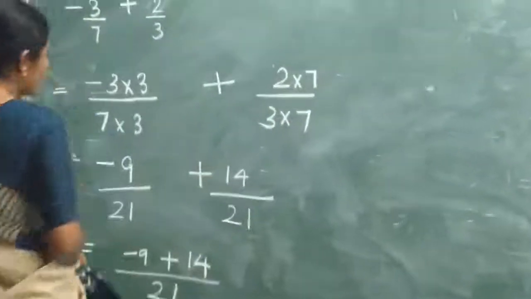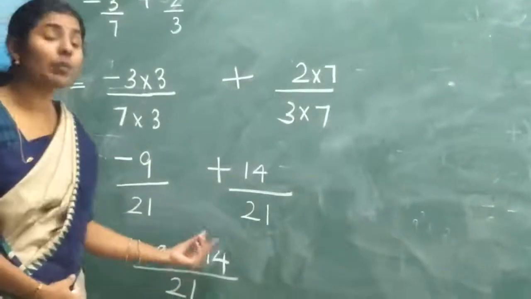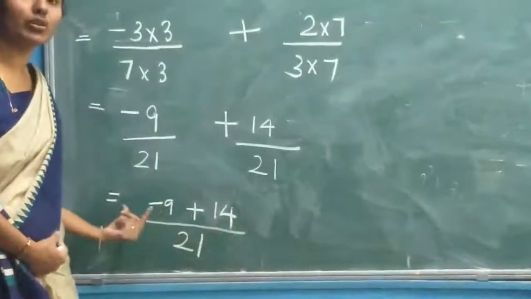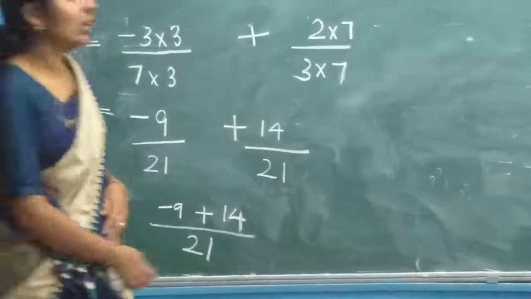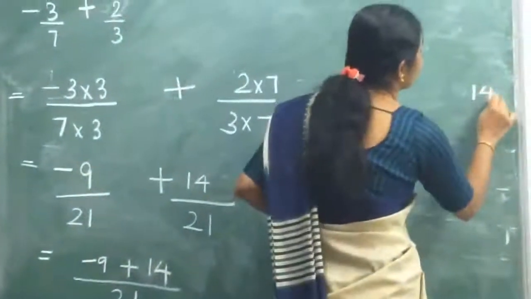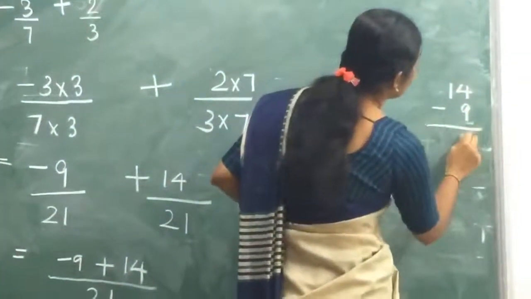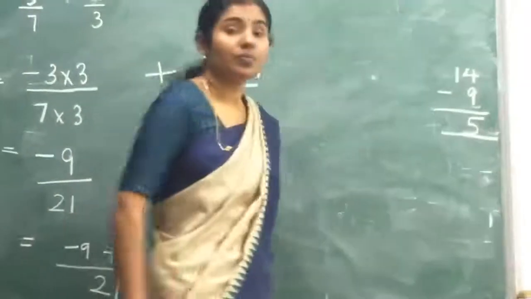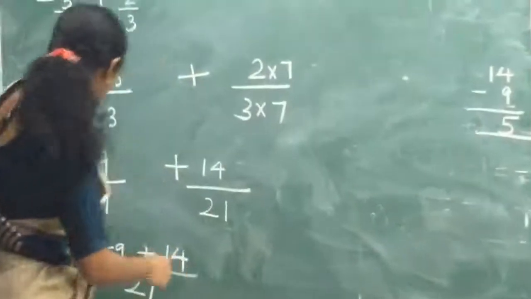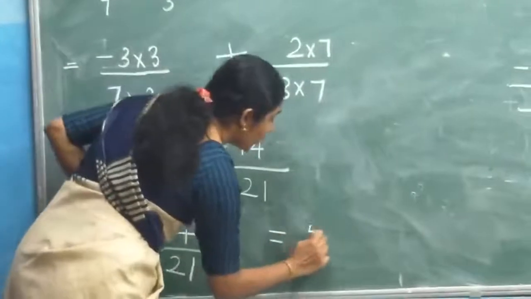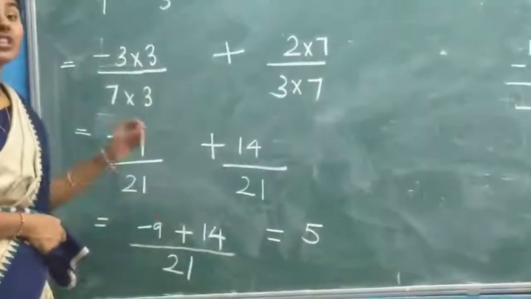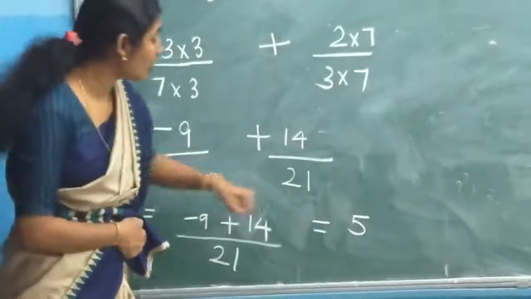Minus 9 is a negative number, 14 is a positive number. So what you should do? Subtract the numbers. What is 14 minus 9? 14 minus 9 is 5, numerator 5. And which sign you should give for this numerator?